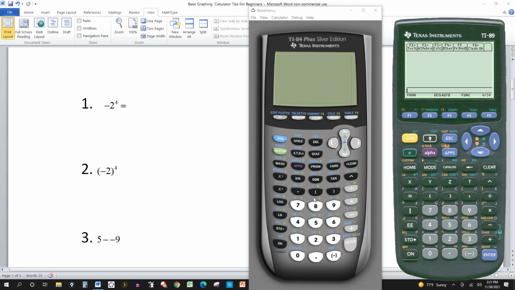So put it in parentheses, negative 2, take it to the 4th power, and that's a positive 16. Same thing on this one over here: parentheses, negative 2, use the right minus sign, not the subtraction one. Take it to the 4th power, get 16. Clear this.